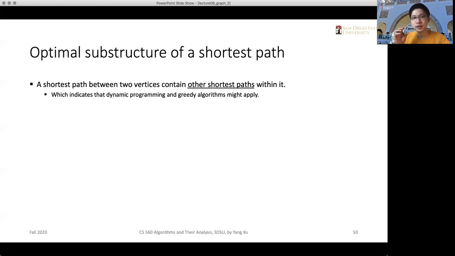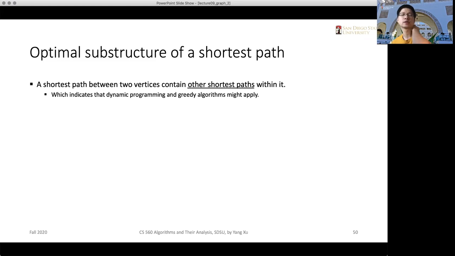Because a shortest path between two vertices must contain other shortest paths within it. Which means, if there's a segment that is not the shortest path, then that segment could have smaller weights, right? And that violates the assumption that we already have the shortest path.